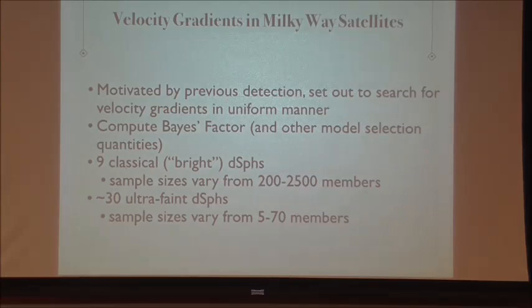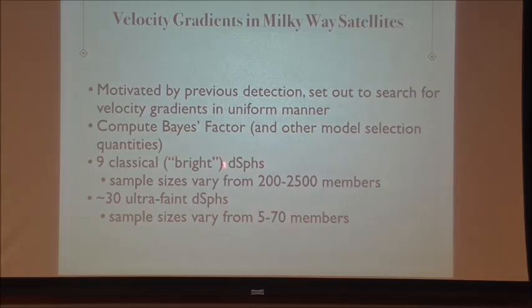So we went ahead and computed that, and we found that the velocity gradient model is favored, but not significantly. And then we noticed that no one else had done this for the dwarf spheroidals in general. So we set out to search for velocity gradients in all the Milky Way satellites that have spectroscopy.